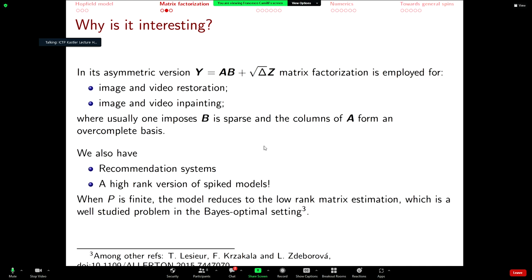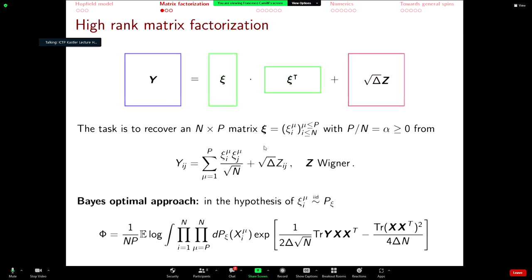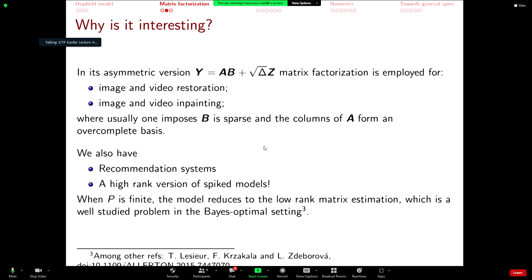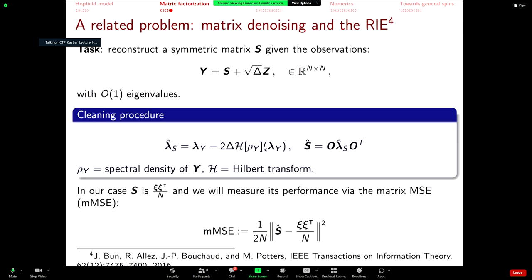But you can also see it as a high-rank version of spiked models, so I thank this morning's speaker for the assist. So when P is finite, actually, this quantity here is computable, it is well studied, it can be computed by rigorous and non-rigorous means, as you like. And the fundamental limits of this problem are well known. Here I cited just a reference, but there are people in this room that have contributed significantly to this, so I apologize if I have not cited everyone. Okay, but now what happens when P and N scale together?